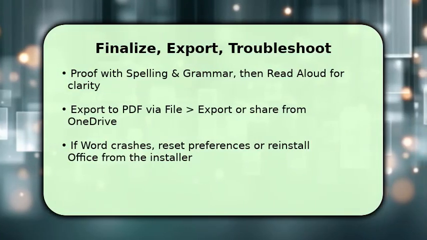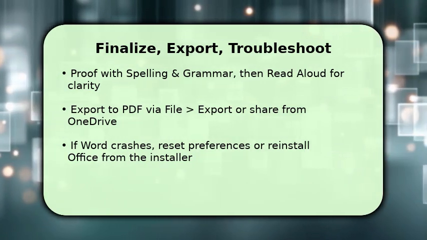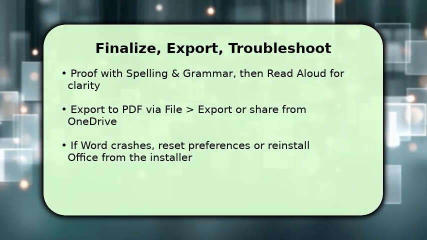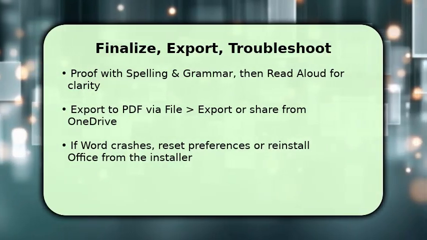You finish by proofreading with spelling and grammar, then use Read Aloud to catch tone and pacing. Once done, apply final styles, update the table of contents if used, and export to PDF through File Export for sharing. Make sure Auto Save completed before closing.